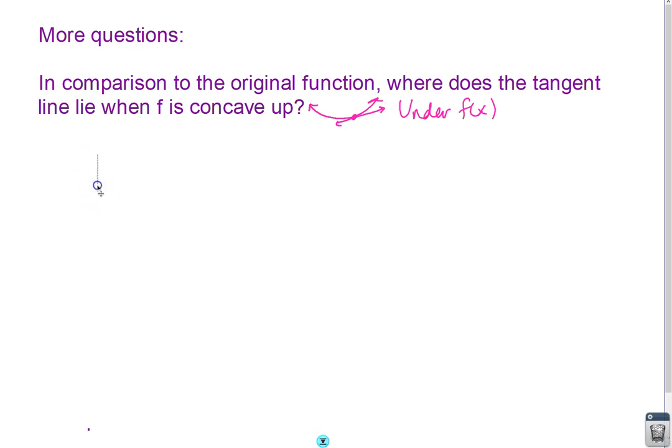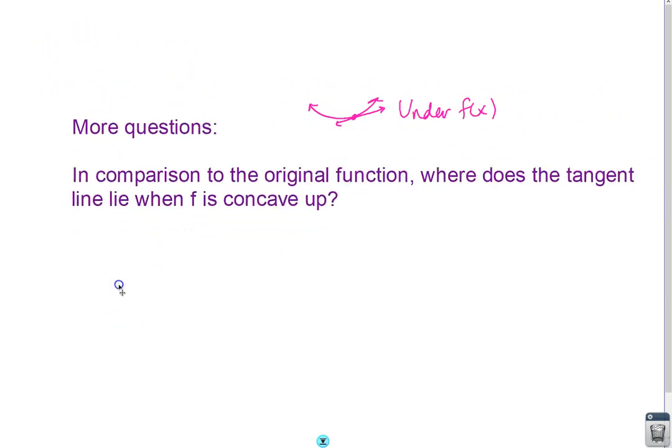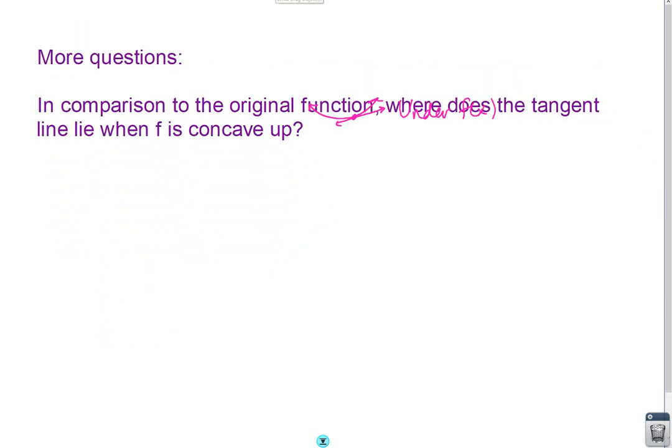Because I know there's more questions here. Let me see if I can find them. No, where are they? Well, this is embarrassing. I thought they were here. Maybe they're on the next slide.